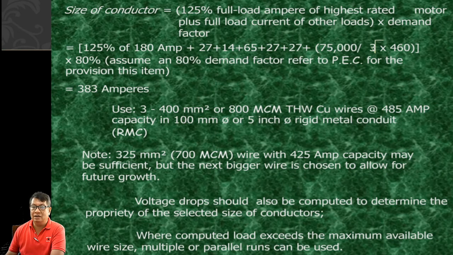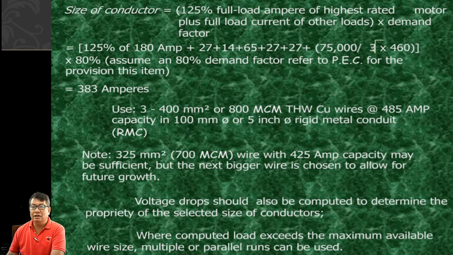So 400. Huwag naman natin mag-specify ng medyo maliit pa dito. Baka below pa ito sa 383 yung makakaya niya. So we have this capacity. We have this 400 mm squared at saka gagamitan natin ng 100 mm diameter na rigid metal conduit. Okay, next, 325 mm squared is 700 MCM, no? Where the 425 ampere capacity may be sufficient, but the next bigger wire is chosen to allow for future growth. Okay, yun lang po purpose natin, but hindi 425 yung ginagamit.